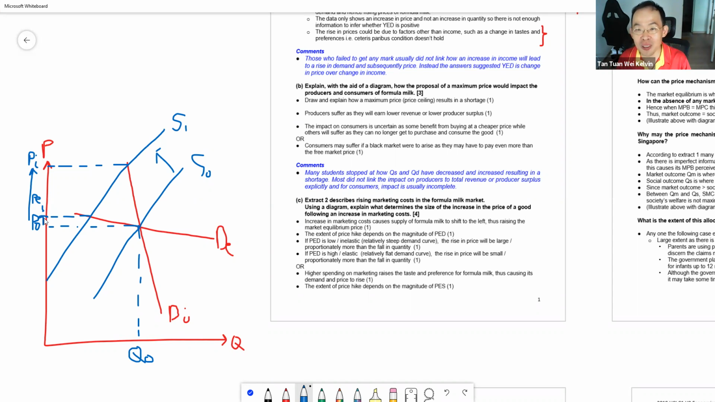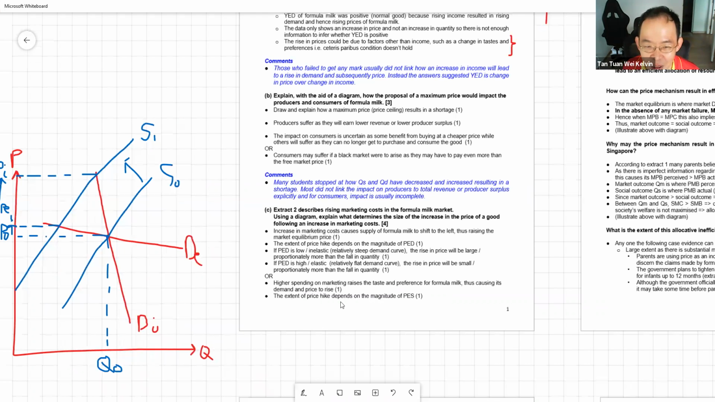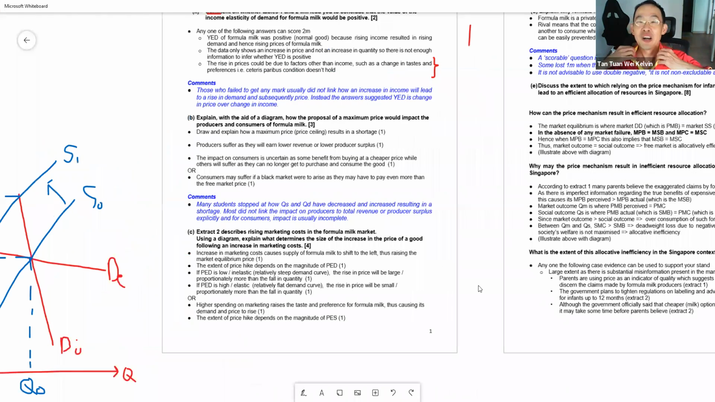Are you clear? So when you draw your graph, please make full use of the graph in your explanation in order to get all 3 marks. Now, we have students who draw all kinds of graphs. So what we do is that we allow students to also shift the demand curve, because we do have scripts that say that, following the marketing, people change their taste and preference towards formula milk. So instead of shifting the supply curve, they shift demand to the right. Okay, we didn't expect that.